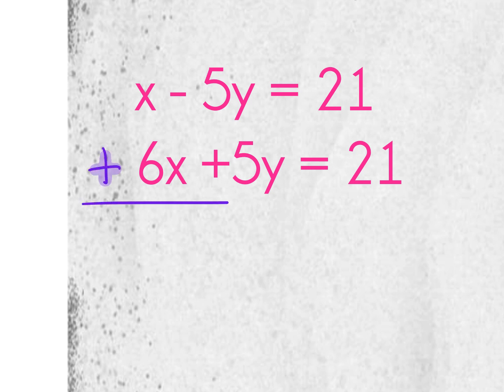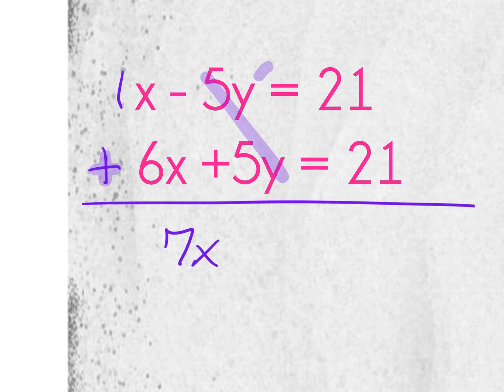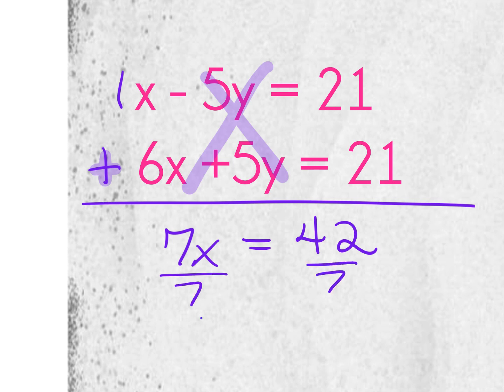So I'm going to add the two equations together. I have a 1 assumed in front of this x, so 1x plus 6x is 7x. The y's have canceled, becomes a 0. And then now you're left with 21 plus 21, which is 42. Divide both sides by 7, and x equals 6.